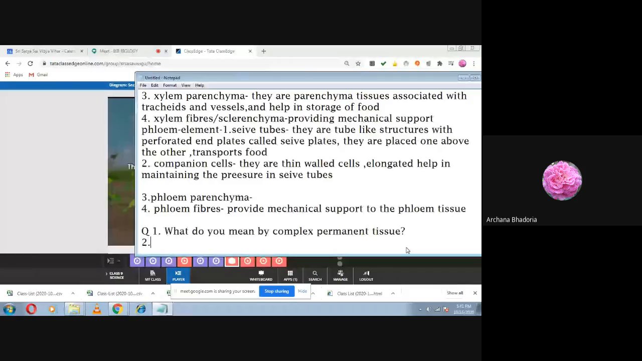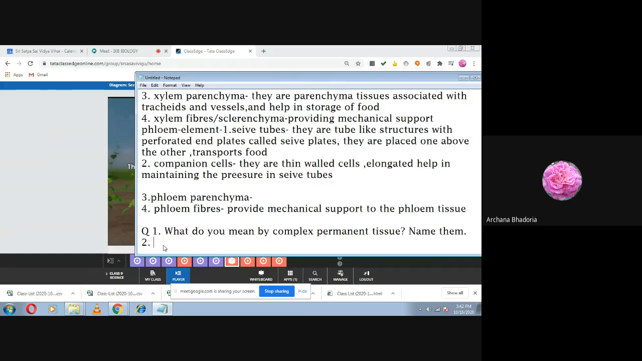Only that much you have to write, and then just add up there, name them. So what are those complex permanent tissues? Xylem and phloem. Xylem and phloem. Just name them. Epidermis? Epidermis is not complex. Epidermis is single celled, one layered, and made up of one type of cells, which is not complex.